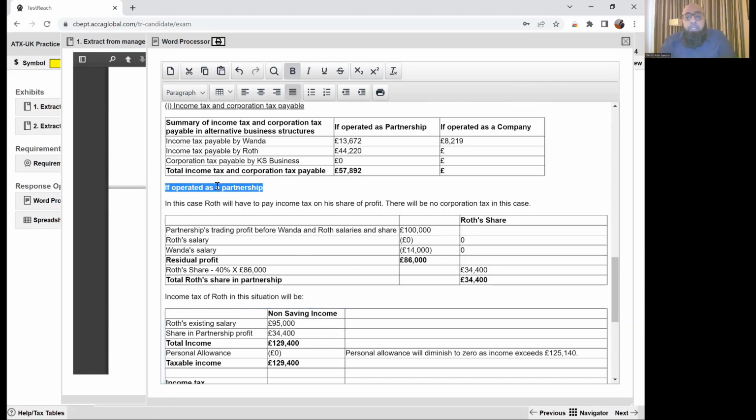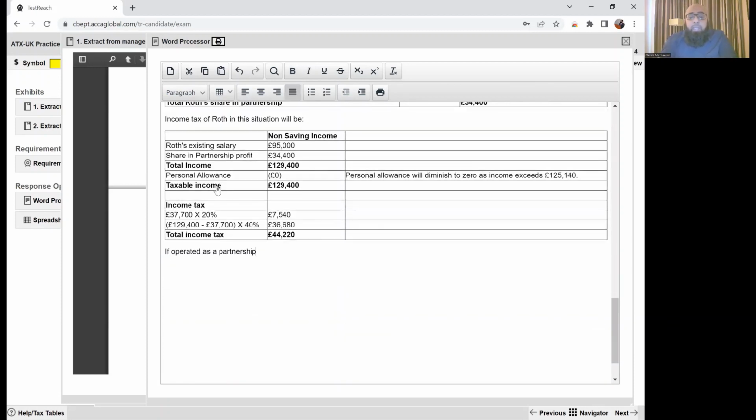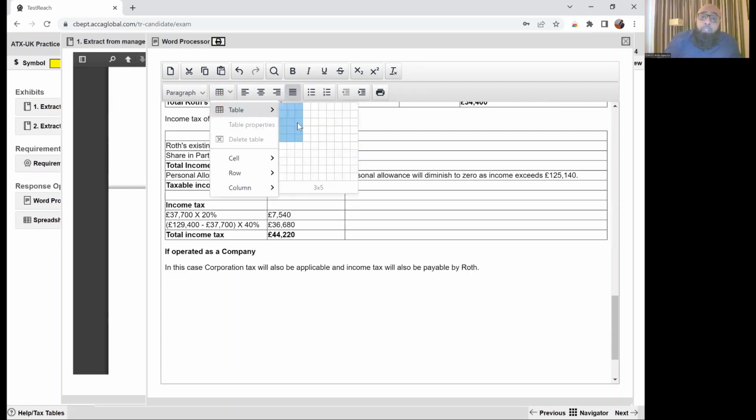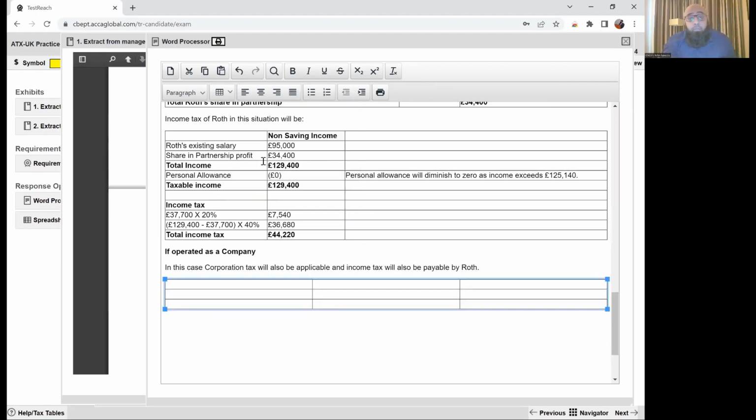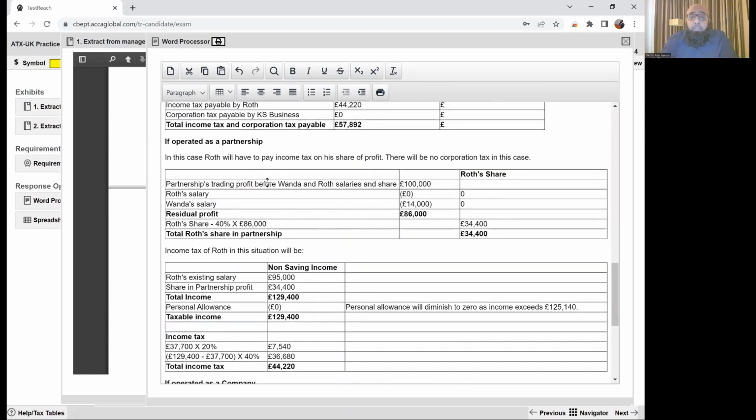Now let's work out a situation if the things are operated as a company. Then what will happen? In this case, corporation tax will also be applicable, and income tax will also be payable by Roth. So, now what will be the corporation tax?